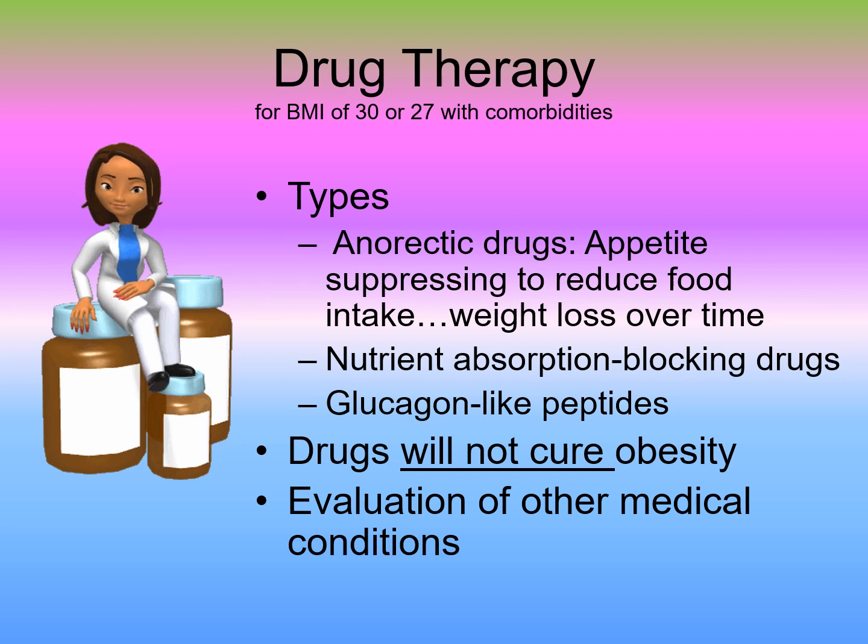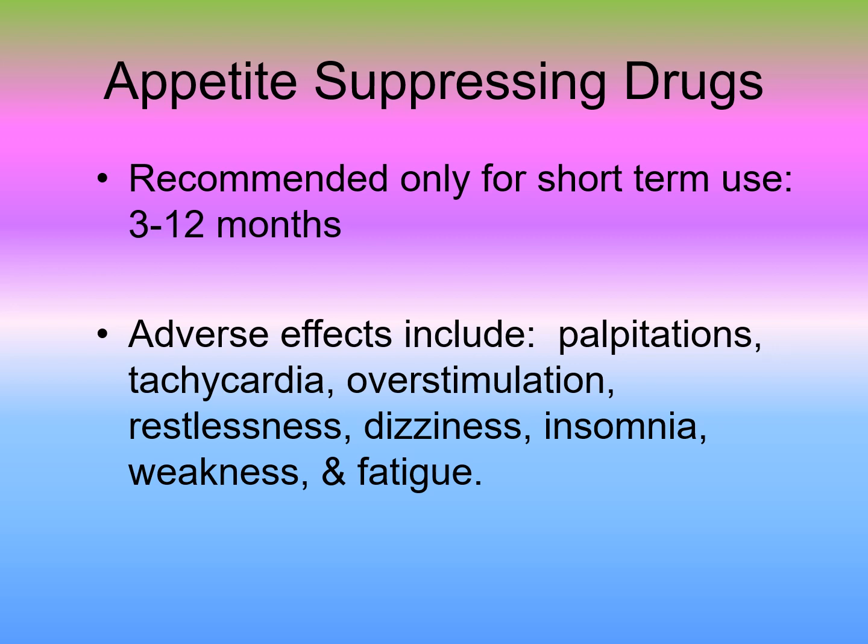There are lots of different drugs that can be utilized: anorectic drugs, which are appetite suppressing, nutrient absorbing or blocking drugs, and glucagon-like peptides. Drugs will not cure obesity. So appetite suppressing drugs, phentermine, you may have heard of that. There are a lot of adverse effects because it has similar effects to an amphetamine. So palpitations, tachycardia, overstimulation, restlessness, dizziness, insomnia, weakness, and fatigue.